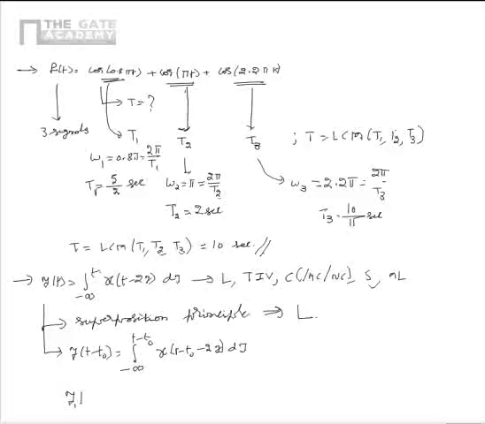Also, the output y1 of t due to the delayed version of input can be written as the integral from minus infinity to t of x of t minus t naught minus 2 tau d tau. From this, we see that the delayed version of the output is not equal to the output due to the delayed version of input. So the system is time variant.